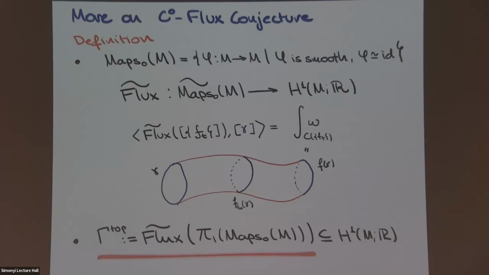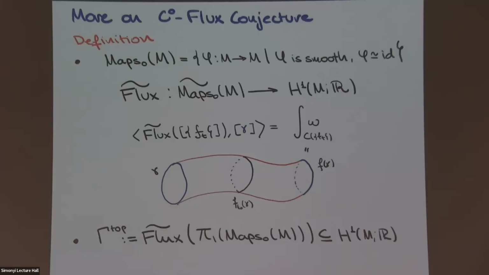So this allows us to define the topological flux group, which are the fluxes of loops of smooth maps. In other words, this is the image of the fundamental group of Map_0, seen as a subspace of its universal covering, under the flux map. And it's a subgroup of the first de Rham cohomology group.